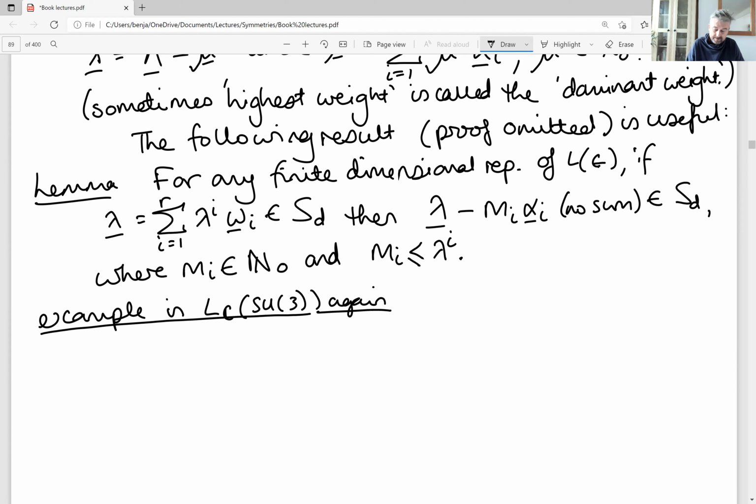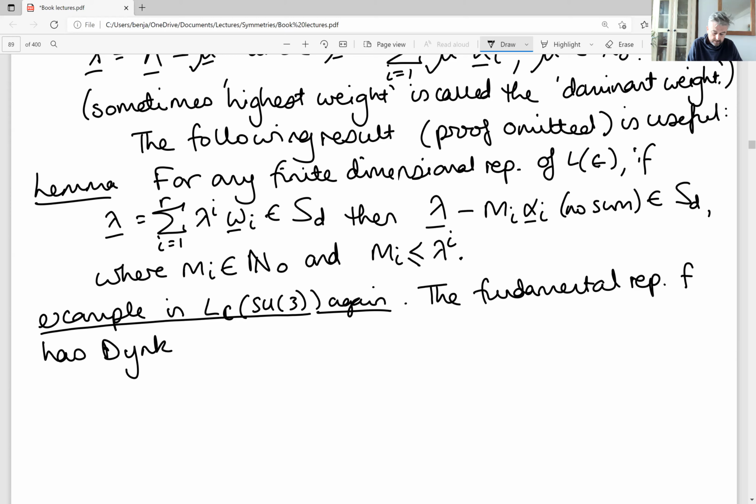I'm going to return to SU3 a few times. So let's look at the fundamental representation. We call it F. This has Dynkin indices, F for fundamental, Dynkin indices, lambda 1, lambda 2.